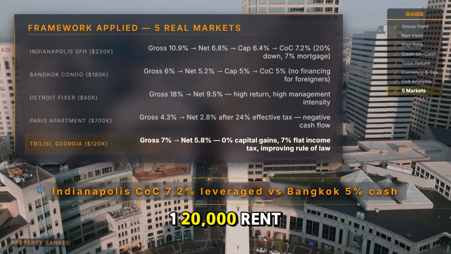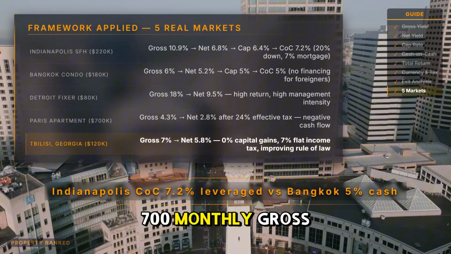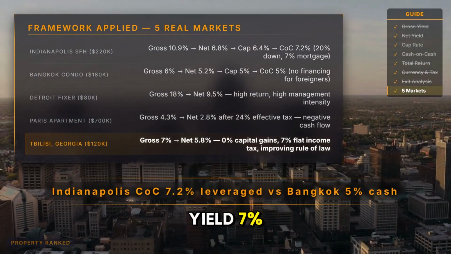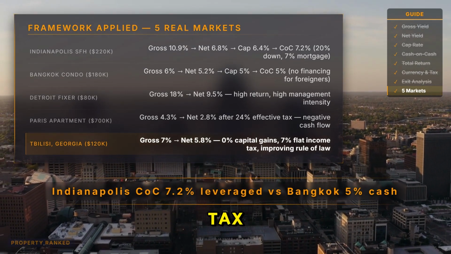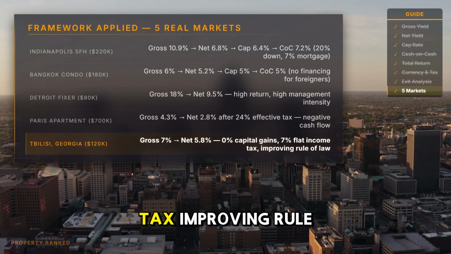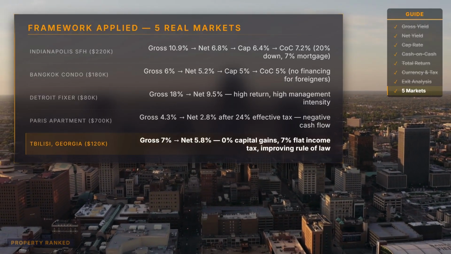Market 5, Tbilisi, Georgia. Purchase price $120,000, rent $700 monthly. Gross yield 7%. Net yield 5.8%. Zero capital gains tax, 7% flat income tax, improving rule of law.